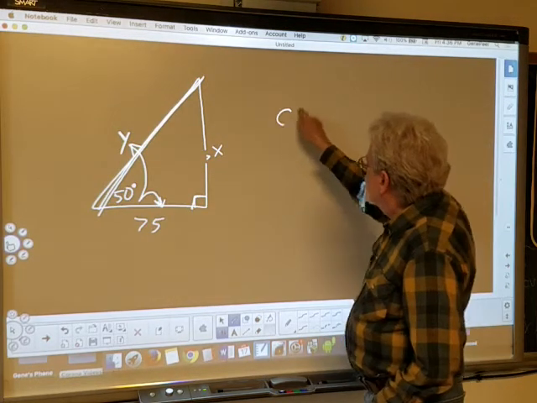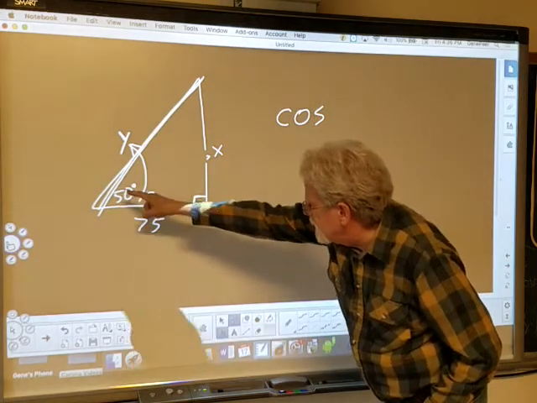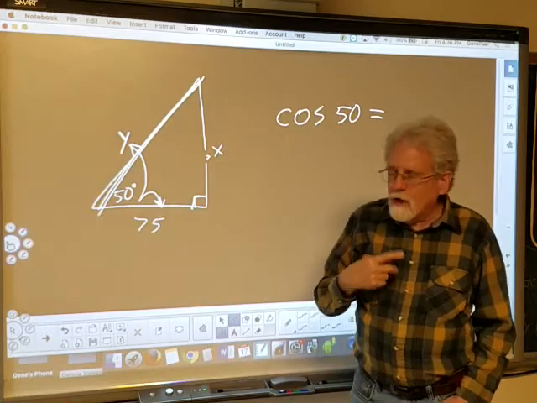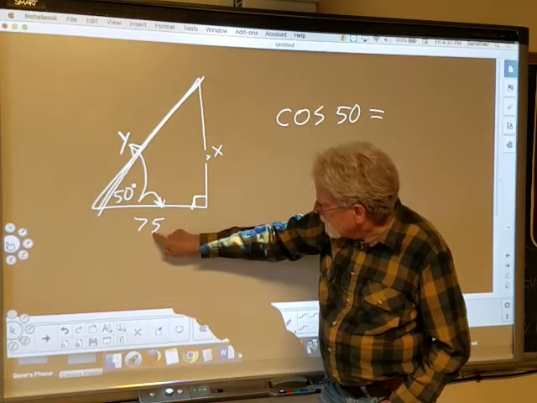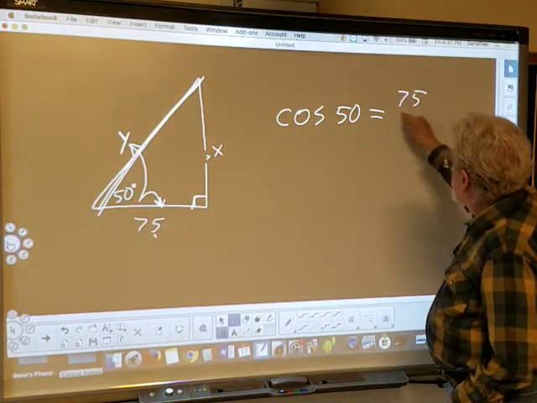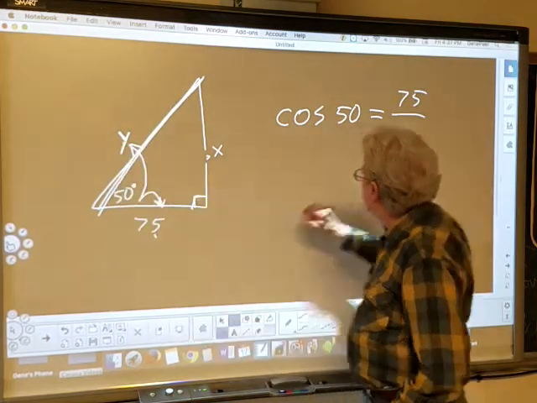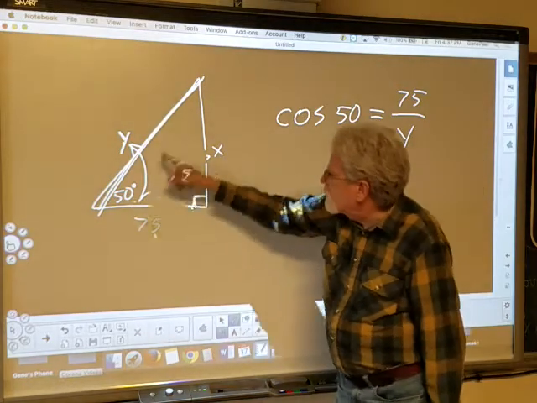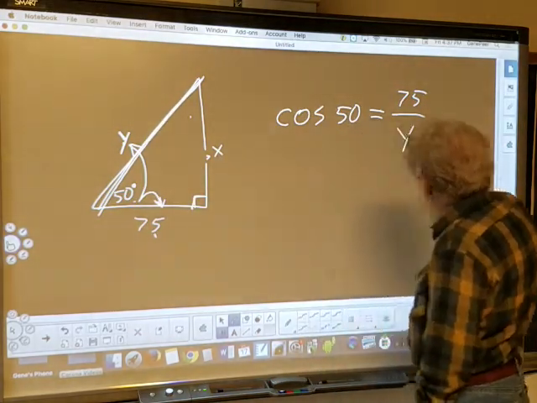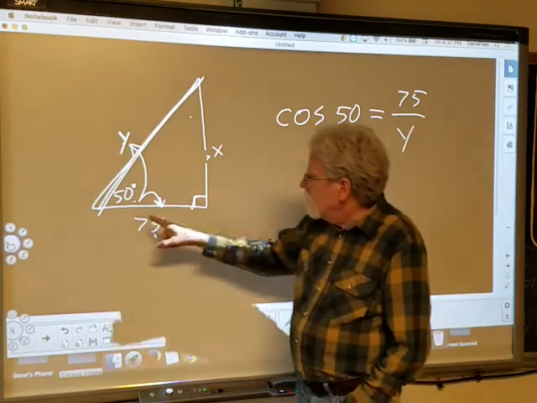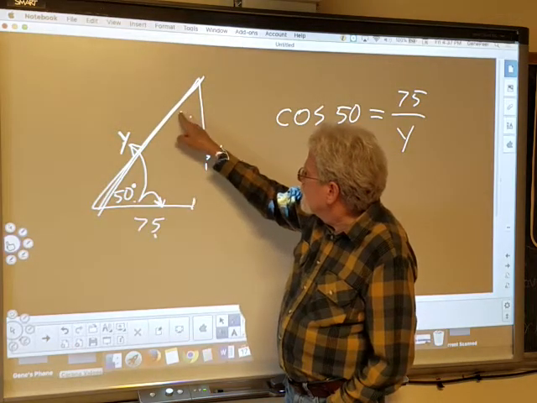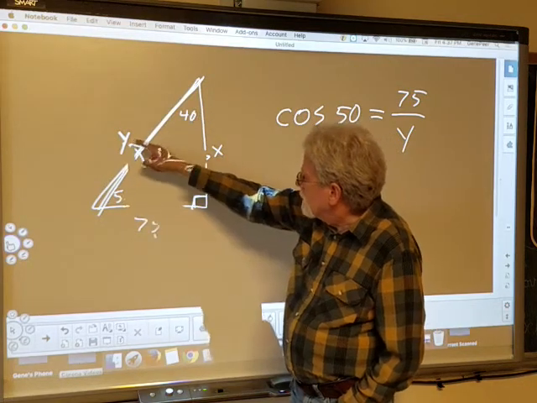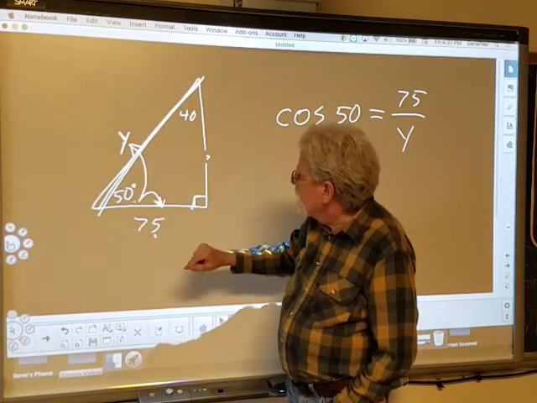I'm going to use cosine of 50 equals adjacent over hypotenuse. And now, in this case, you might say, hey, can I just switch to the other angle and get that variable out of the denominator? Let's try. If that's 50, what's this? It's 40. All right, let's switch to this one then and try to find y. Forget about x.